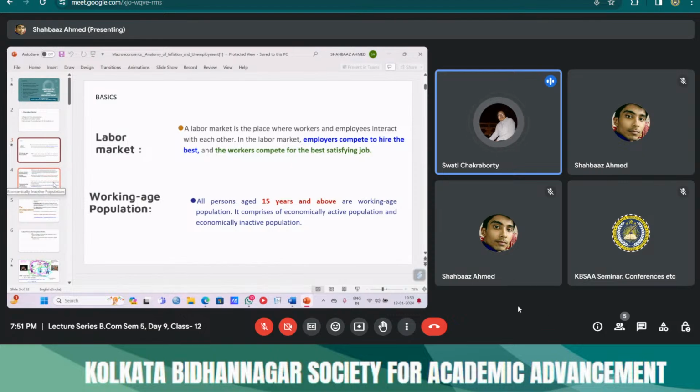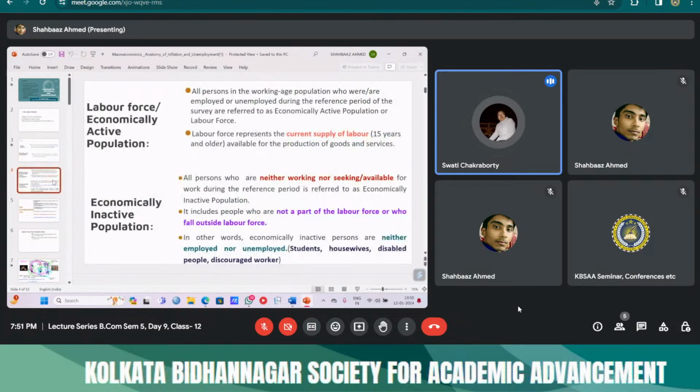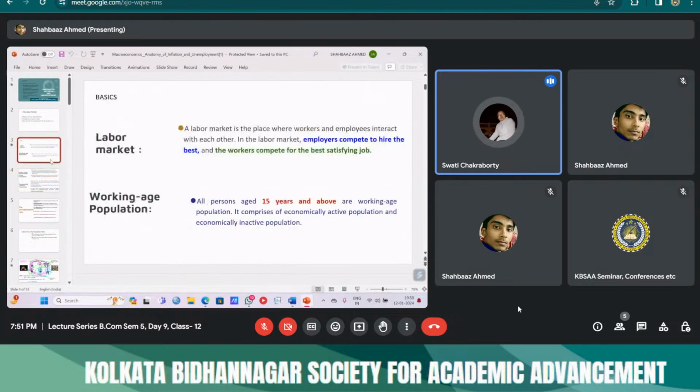The next concept that we have is the working age population. Every individual aged 15 years and above is part of the working age population. The working age population comprises the economically active population and the economically inactive population. So next slide, please.